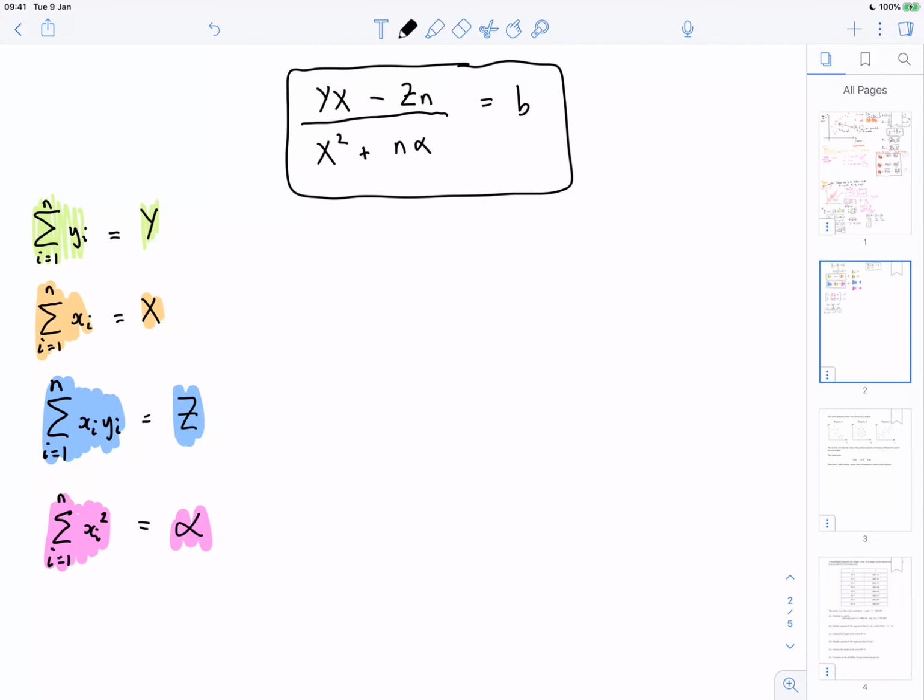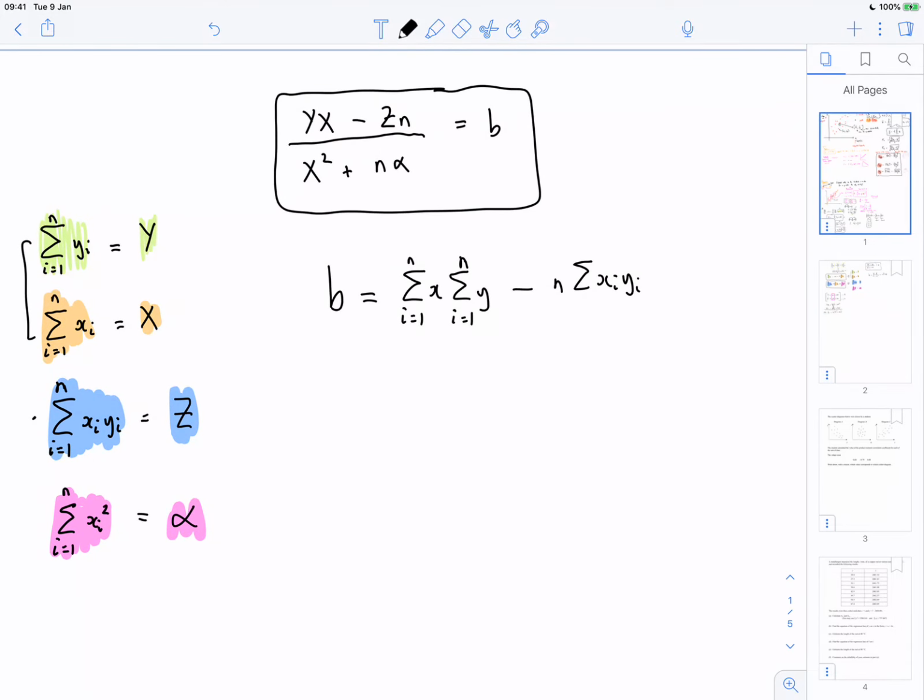So, what have we got here? We've got B equals y times x, so these two things multiplied together. So you've got the sum of x times the sum of y, and these are both from 1 to n, and then minus z times n. So you've got n times the sum of x times yi, like that. And then this is all over x squared, which is the sum of xi from 1 to n, all squared.